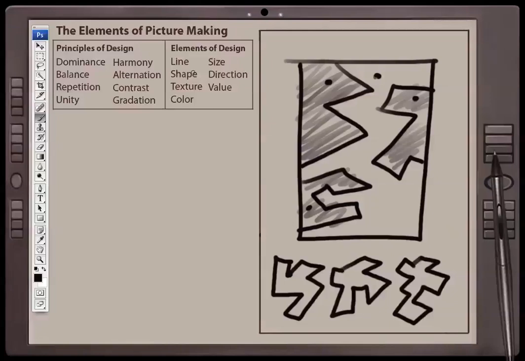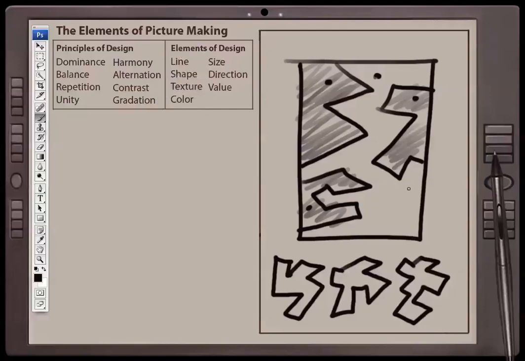And that goes for all of the other elements of design here. Repeating a line, repeating the size of something, repeating a particular direction, repeating a value, repeating a particular texture, or a particular color.